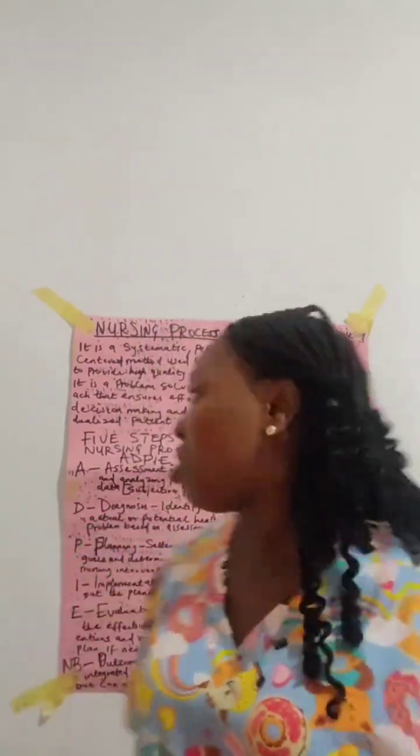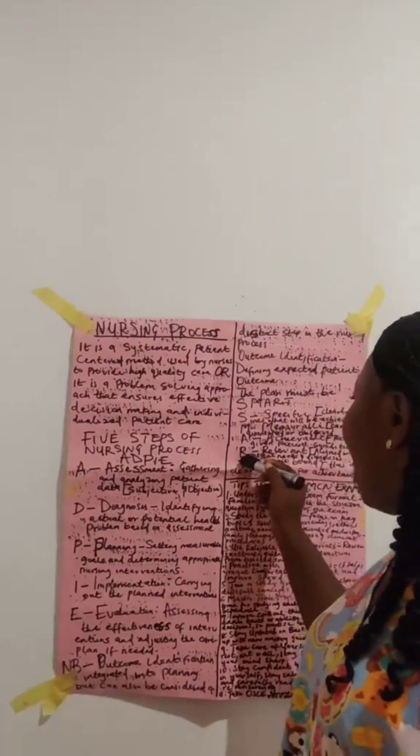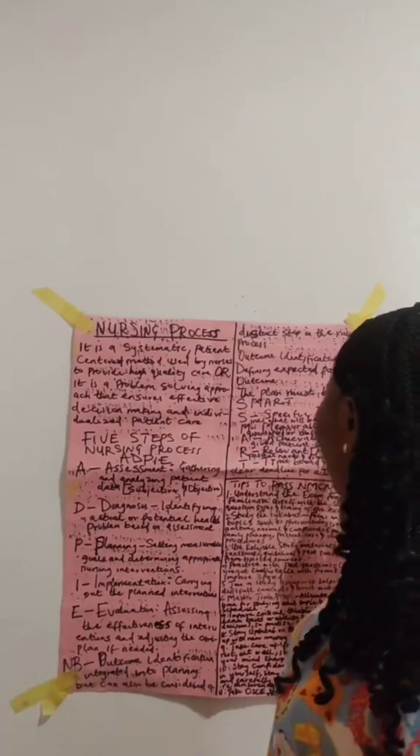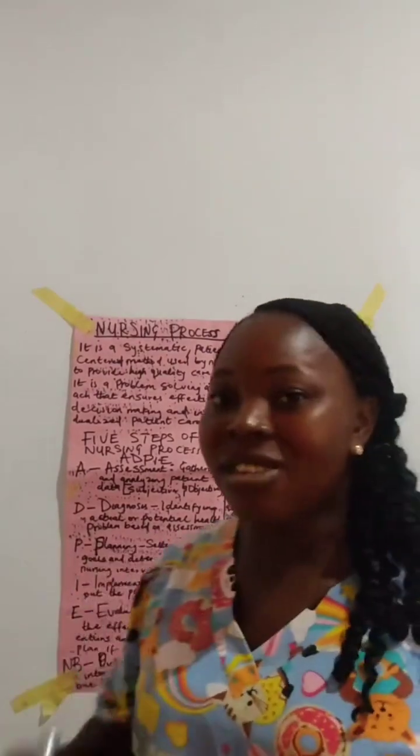It must be realistic. And R now is relevant. It must align with the patient's needs and diagnosis. Like this patient with hyperthermia, you cannot say that I'm going to put the patient in a radiant warmer and close the window. That does not align with the patient's diagnosis. So your plan must align with your nursing diagnosis and what the patient is presenting.